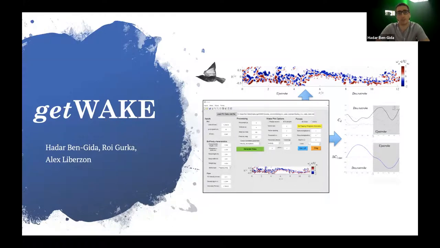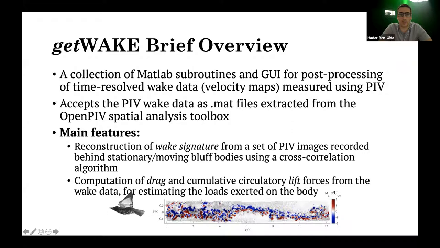reconstructing the wake behind any bluff body that generates a wake. In this case, it's a bird flying in a wind tunnel. So what it does is allow us to reconstruct the wake from time as well as PIV data, and also estimate the forces in terms of the drag and the circulatory lift from, of course, the wake data. So it's basically a collection of MATLAB subroutines and a GUI for cross-processing time as well as wake data, as I just mentioned. It accepts the PIV wake data extracted from the spatial toolbox as a mat file. And as I mentioned, it can reconstruct the wake signature. Now I will just describe how it does it.